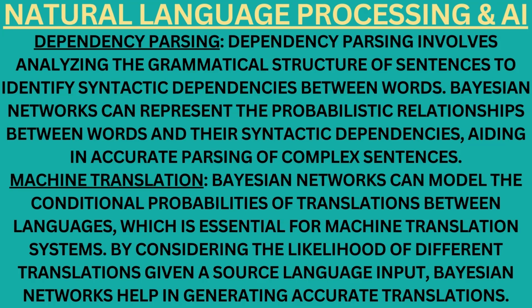Machine translation. Bayesian networks can model the conditional probabilities of translations between languages, which is essential for machine translation systems, by considering the likelihood of different translations given a source language input. Bayesian networks help in generating accurate translations.